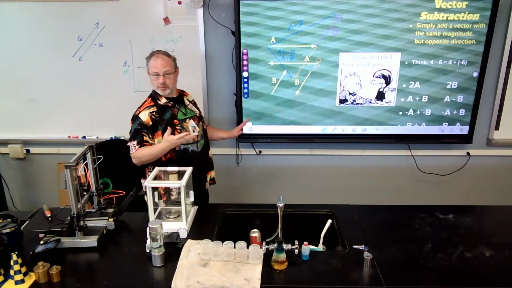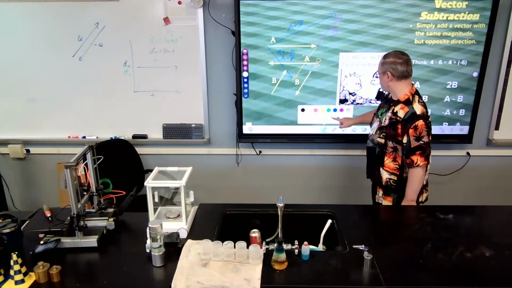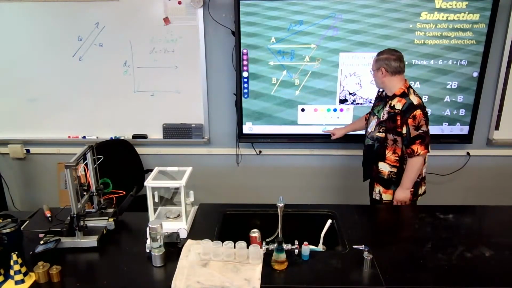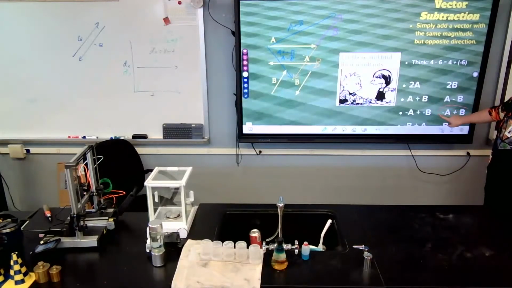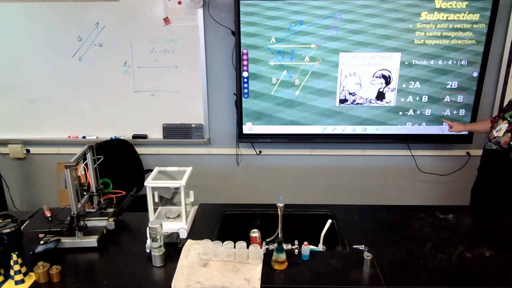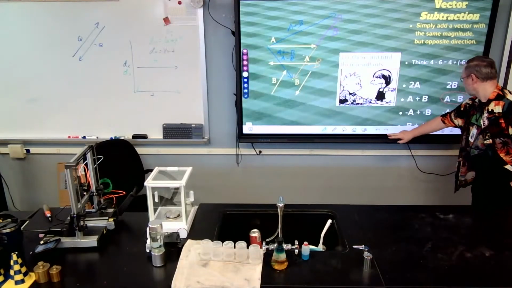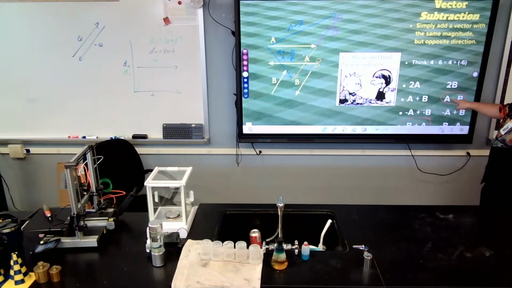Are we comfortable so far? Is your work looking like mine? More or less? Okay. So which of these vector sets are identical? A minus B and negative B plus A. There are a lot that are identical. Bottom left, negative B plus A. Because in this case, you're adding a positive A to a negative B.